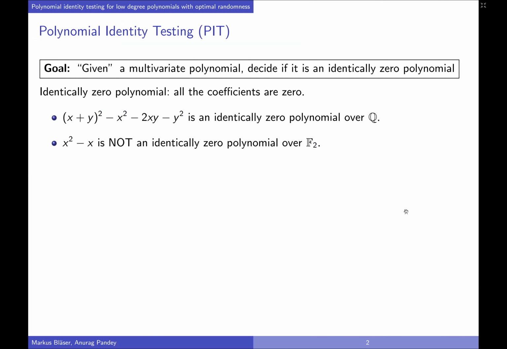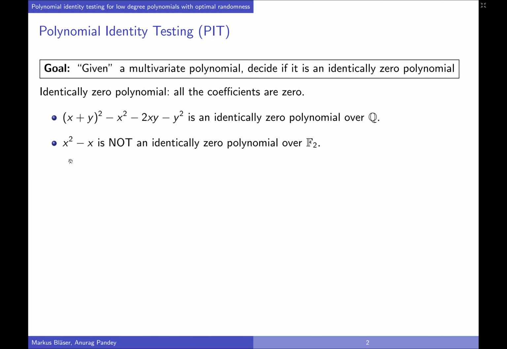So in the polynomial identity testing problem, or the PIT, we are given a multivariate polynomial, and we have to decide if it's an identically zero polynomial. An identically zero polynomial is a polynomial whose coefficients are all zero. For instance, if we are given this polynomial, (x + y)^2 - x^2 - 2xy - y^2, then this is an identically zero polynomial.